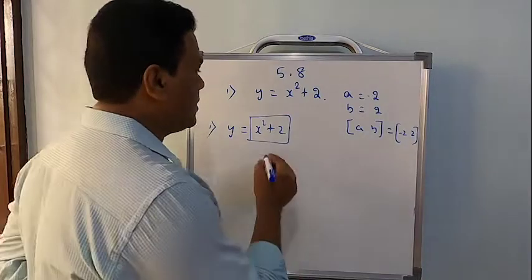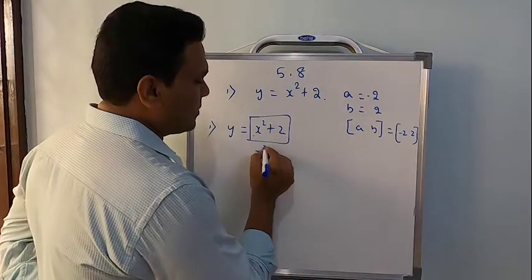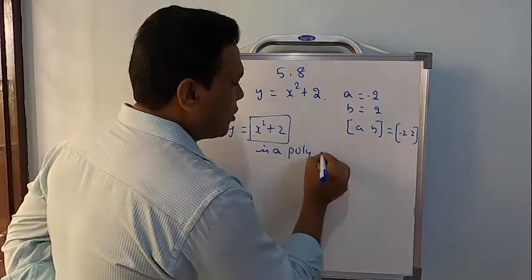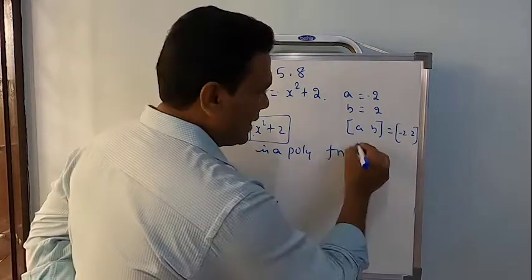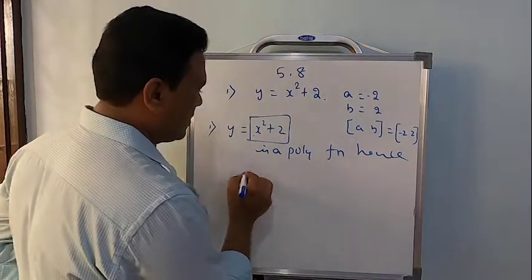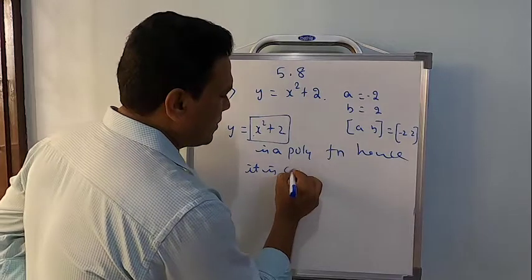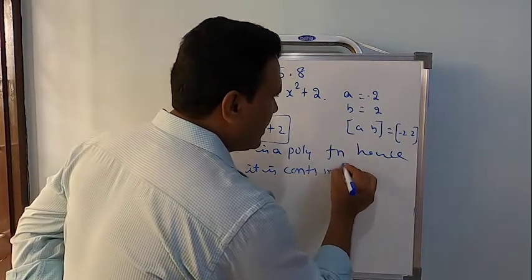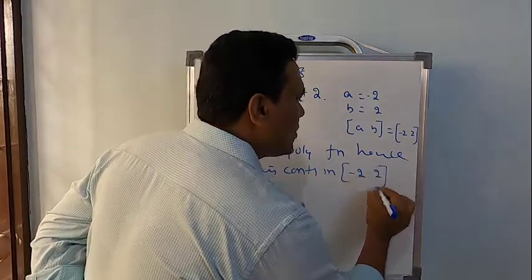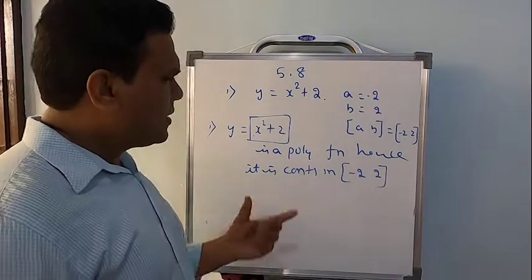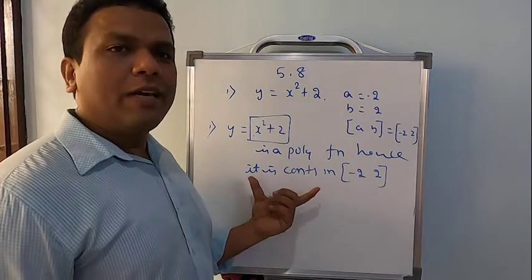So what you need to mention: x square plus 2 is a polynomial function, hence it is continuous in the closed interval minus 2 comma 2. This is the thing which you have to write down in every problem.